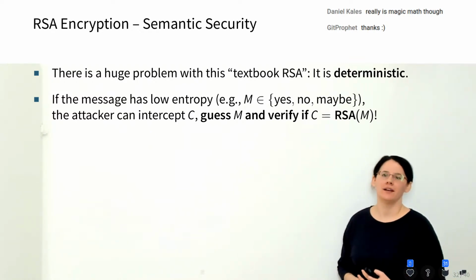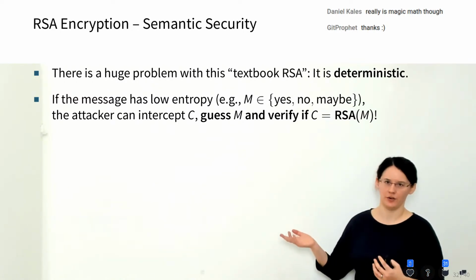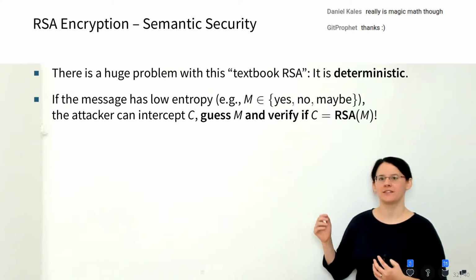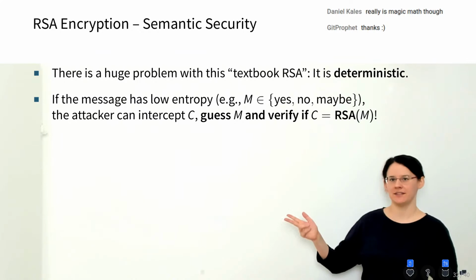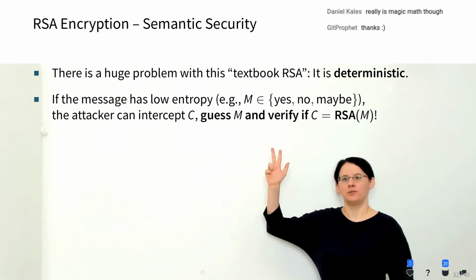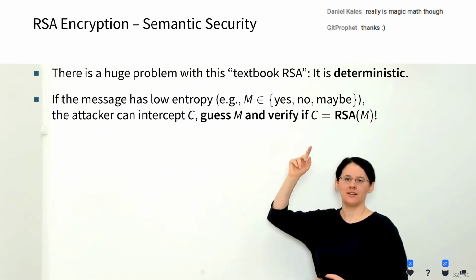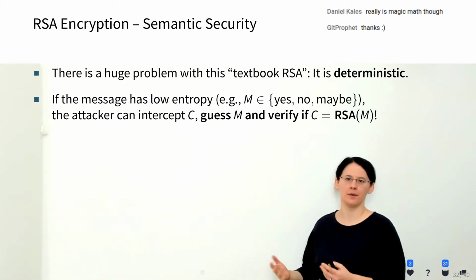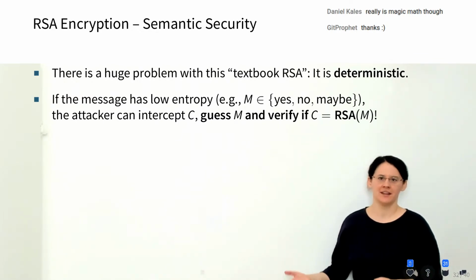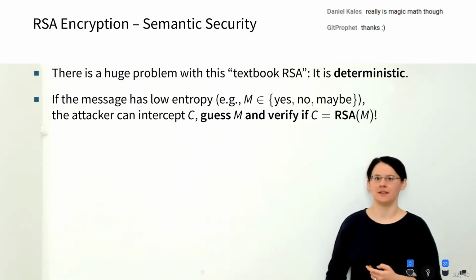For example, if the attacker knows that the message that was sent, that they want to learn from the ciphertext, was one of a small set. For example, the message was either yes or no or maybe. Then what the attacker can do is they can do a trial encryption. So use the public encryption key, encrypt the message with it, and see whether it matches the ciphertext they want to decipher, so the one they intercepted. And if it matches, it must have been because it's the same input. And it will match because the scheme is deterministic. So this is a huge problem.